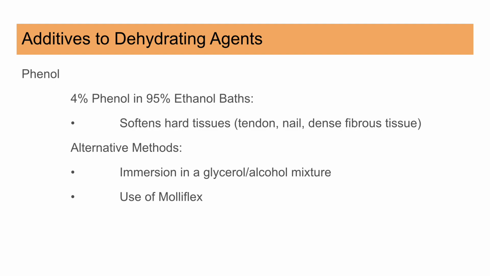For the additives used in dehydrating agents, we have phenol. When 4% phenol is added to each of the 95% ethanol baths as part of the dehydration process, it acts as a softener for hard tissue such as tendon, nail, or dense fibrous tissue. In addition, hard tissues can be immersed in glycerol alcohol mixture or in Molliflex.